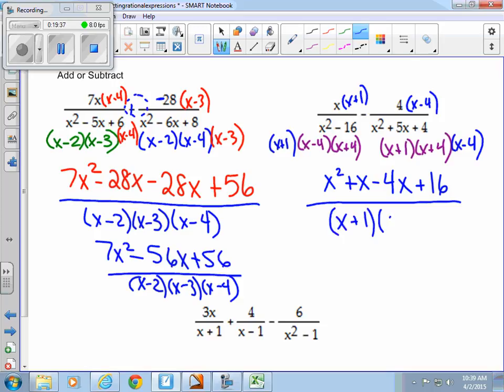Going to the steps of that. X squared minus 5x plus 6. So I get x squared minus 3x. That's 3x.